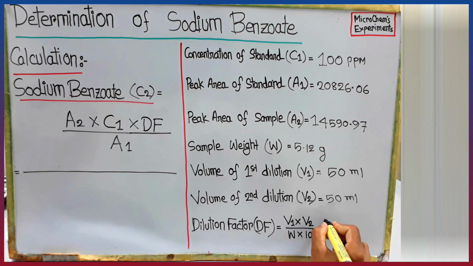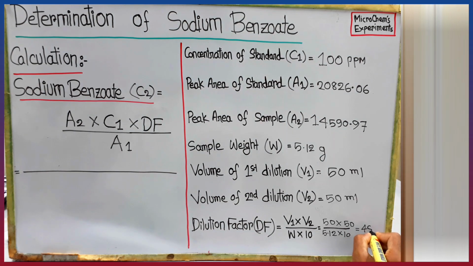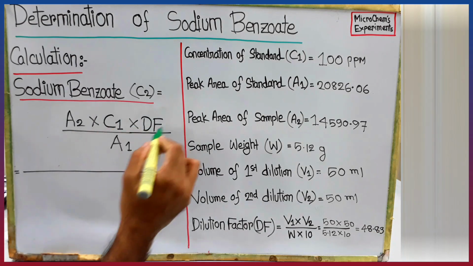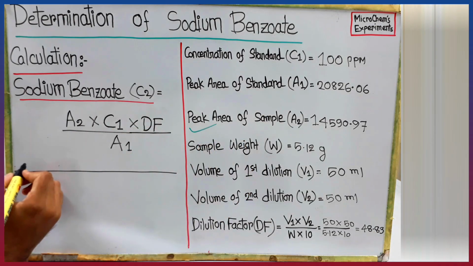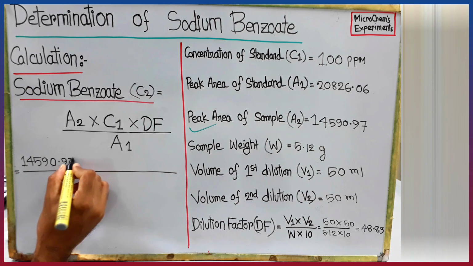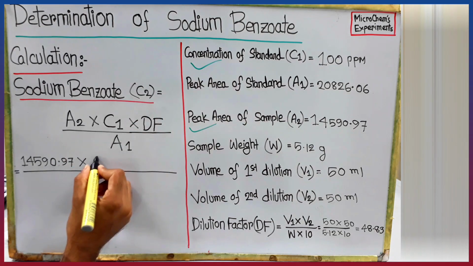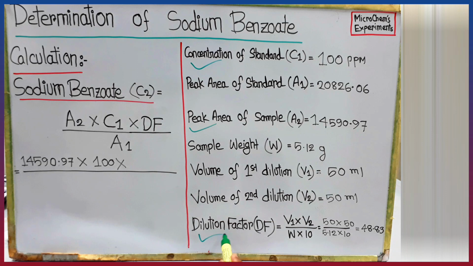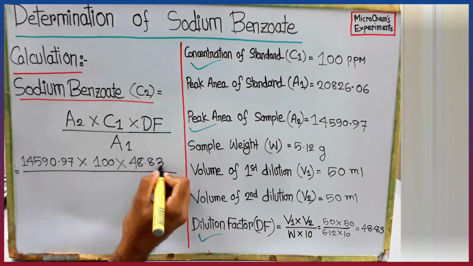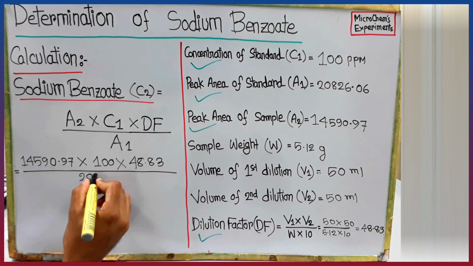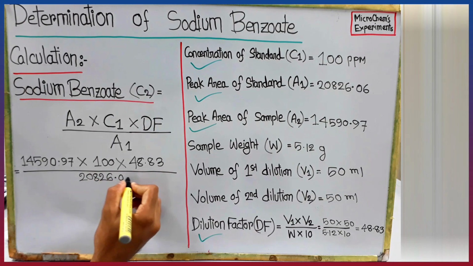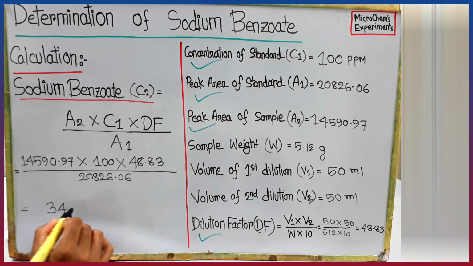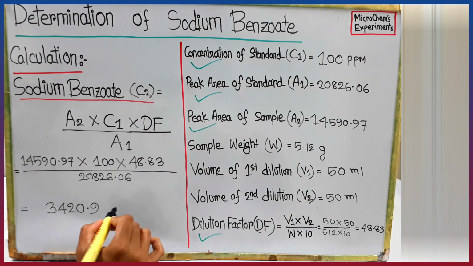Let's find the dilution factor by using this equation. Now we will find the sodium benzoate concentration using the equation given in the left side of the board. By solving the equation, we get the sodium benzoate concentration in our sample is 3420.9 ppm.